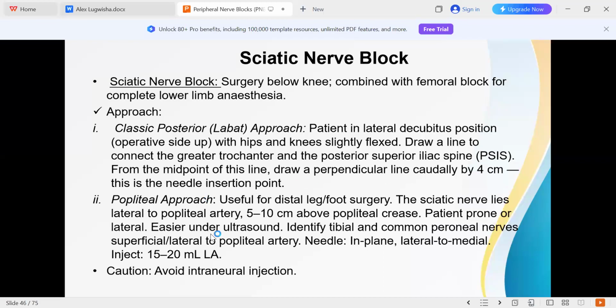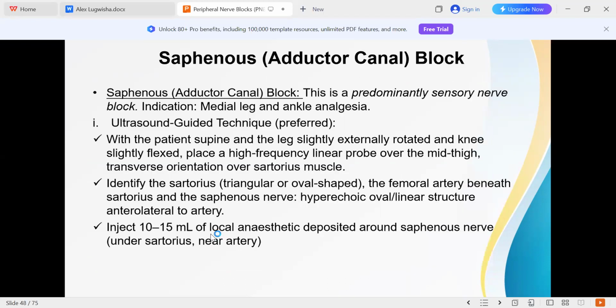You can also use the popliteal approach, because the sciatic nerve lies lateral to the popliteal artery, just above the popliteal crease. Usually the patient is prone or lateral. It's easier while using ultrasound. And for this you need to avoid intraneural injection.